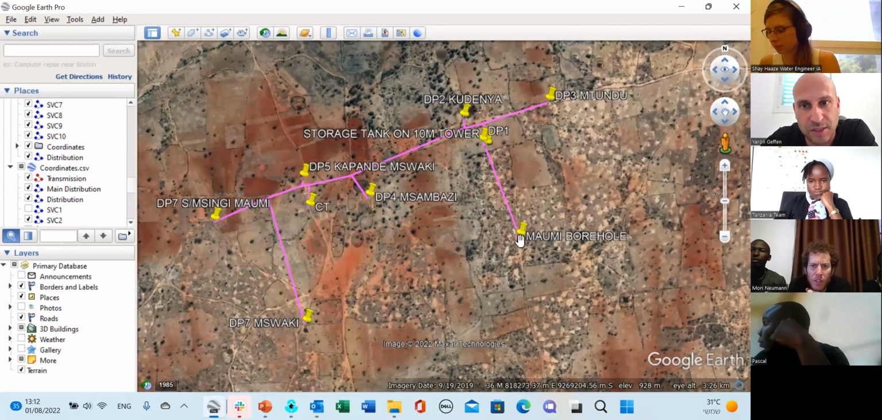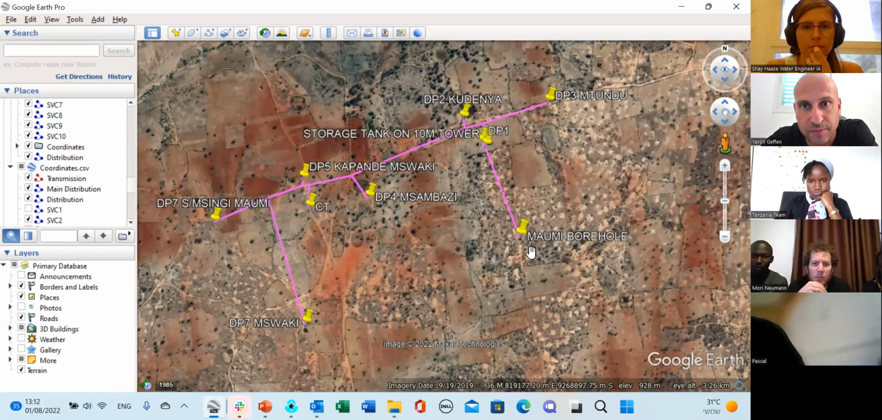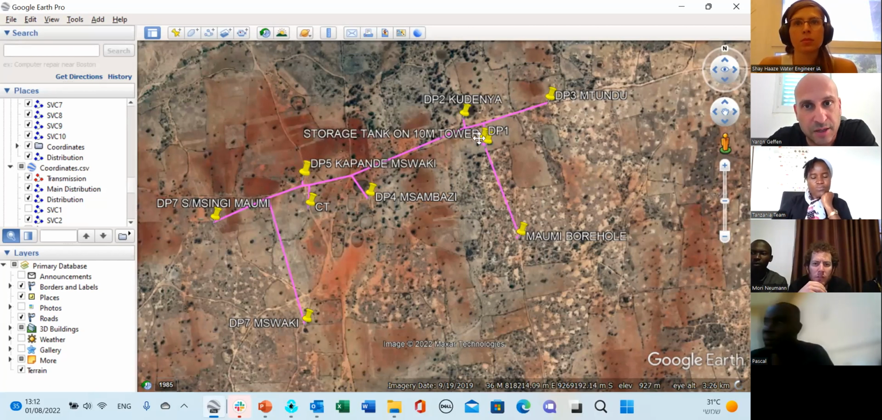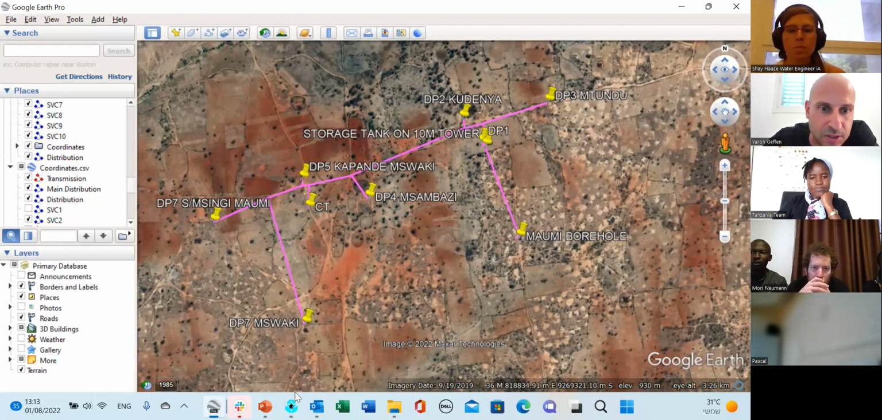And the borehole is actually located here, about 400 meters from this line. And as originally designed, the tower was located here. It was designed with a 10-meter tower that was located here. And now I'll go to the EPAnet, and you can see how it looks in the EPAnet.